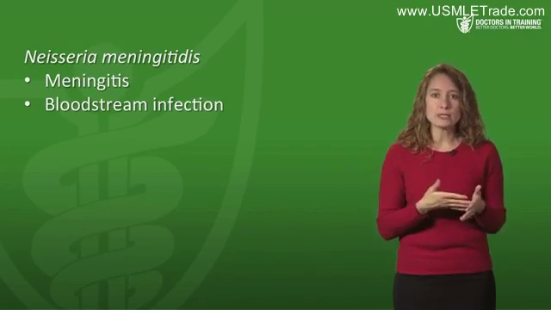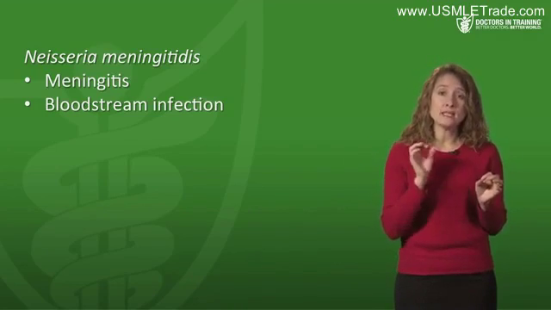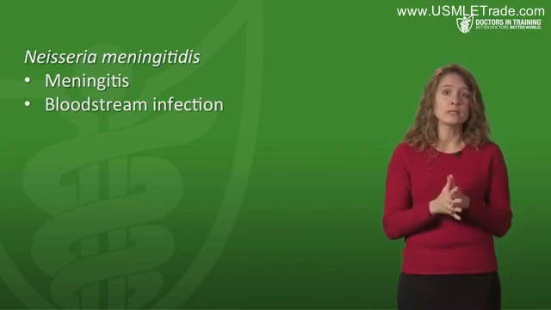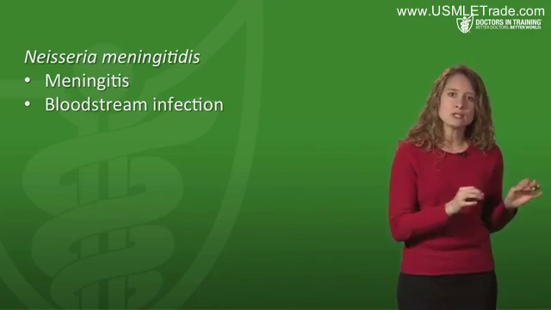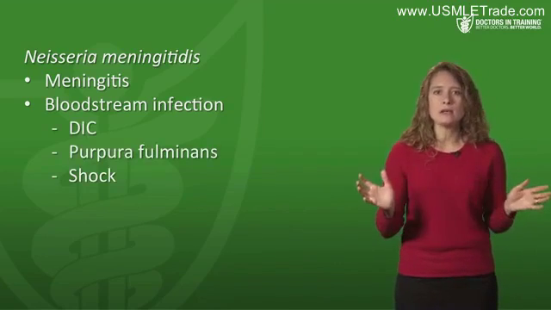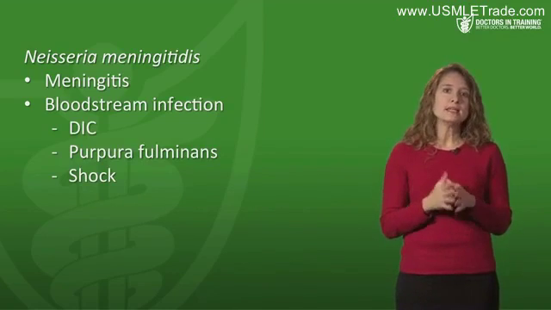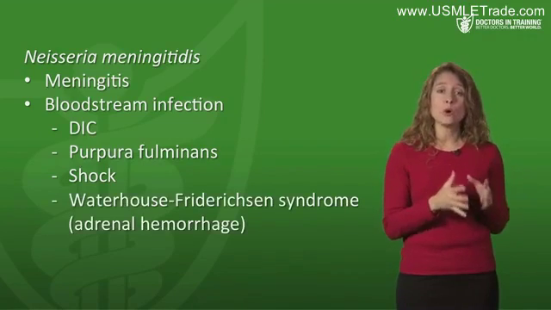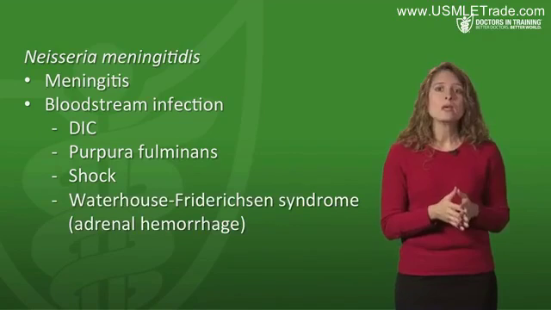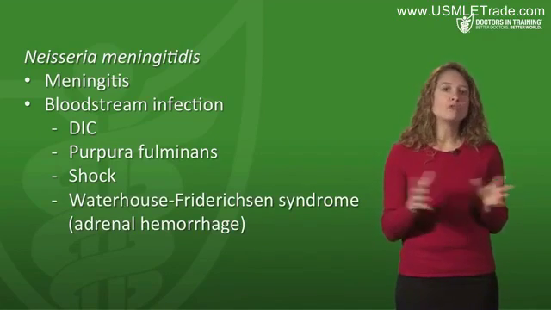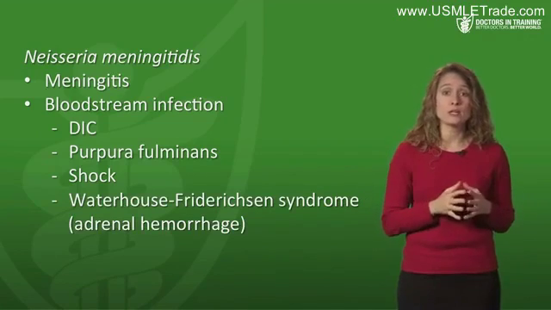It's a common cause of bacterial meningitis in children and young adults and has a mortality rate between 10 and 15%, so it's a big deal. When the infection is in the bloodstream, it can cause disseminated intravascular coagulation, purpura fulminans, and shock. Now, it's the disease that's associated with Waterhouse-Friderichsen syndrome. And what's that? Remember that that's an adrenal hemorrhage that's due to overwhelming infection with Neisseria meningitidis.